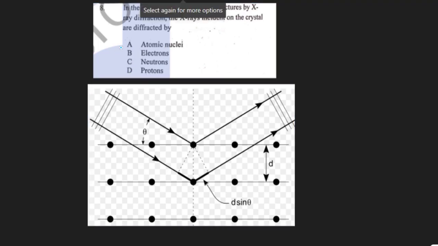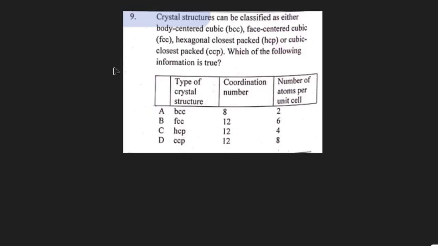So the answer is B. Crystal structures can be classified as either body-centered cubic, face-centered cubic, hexagonal close-packed, or cubic close-packed. Which of the following information is true?